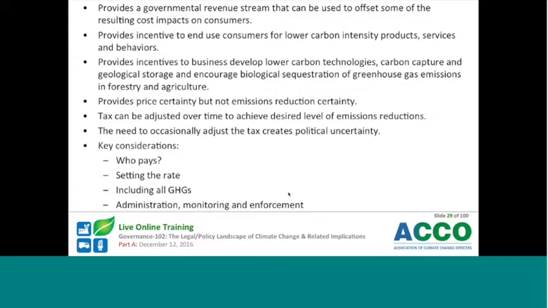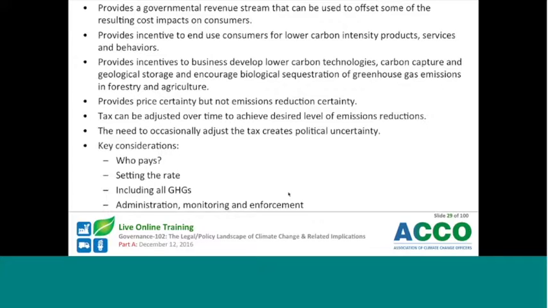It also provides an incentive to businesses to develop lower carbon technologies, carbon capture, and geological storage, and it encourages biological sequestration of emissions in forestry and agriculture. So what it does is provide price certainty on the price of carbon, but it doesn't necessarily provide emissions reduction certainty. Here's why. Think about it in the context of tobacco.